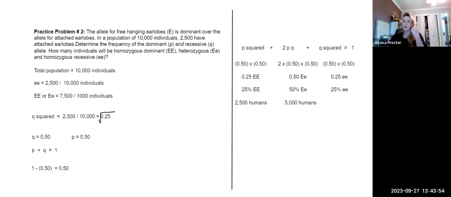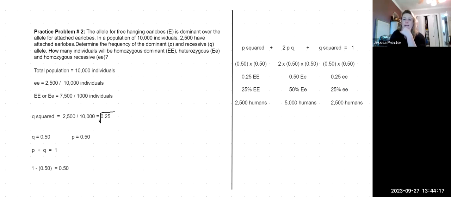All right, and then the very last part, so back to 25% again. So 0.25 multiplied by 10,000 gives us what number? 2,500. Excellent, Kevin. So 2,500 humans must be homozygous recessive or have attached earlobes.